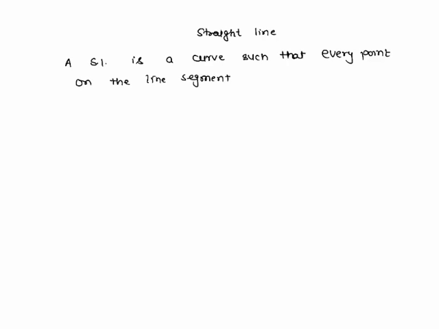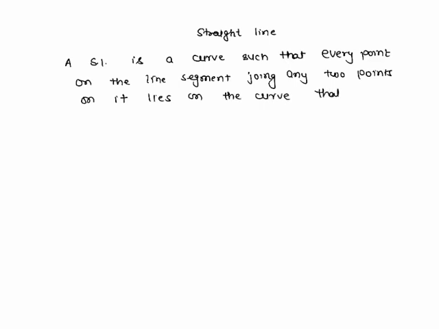Straight line. A straight line is a curve such that every point on the line segment joining any 2 points on it lies on the curve.